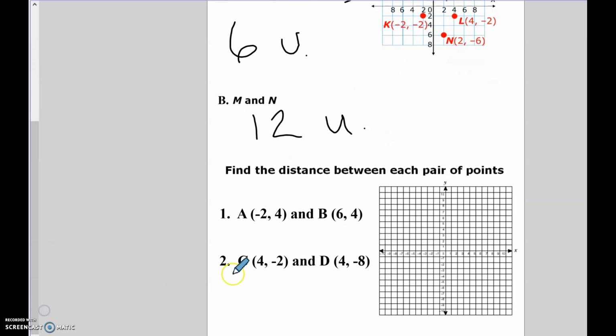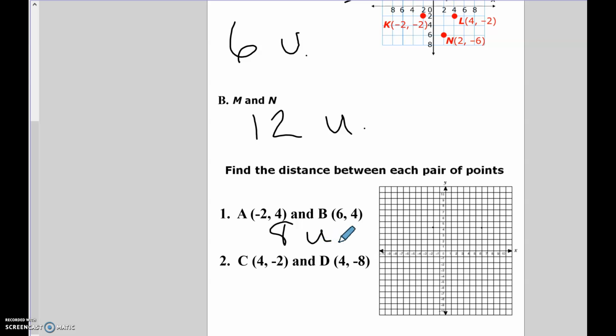All right, now we're going to plot these points and find the distance. So I'm going to plot the points -2, 4, and 6, 4. See how the y-coordinate is the same? So -2, slide to -2, jump up to +4, slide to +6, jump up to +4. This scale is just counting by 1's. So I have 1, 2, 3, 4, 5, 6, 7, 8 spaces.